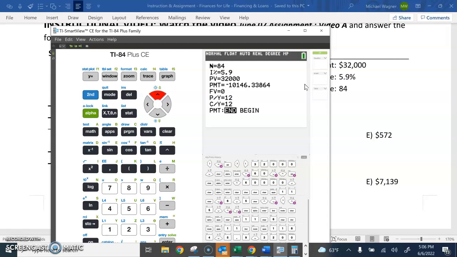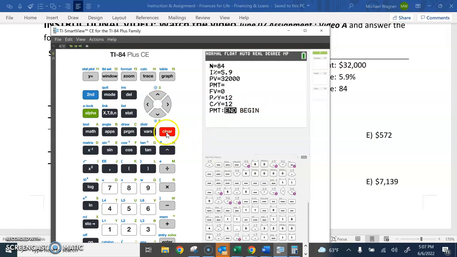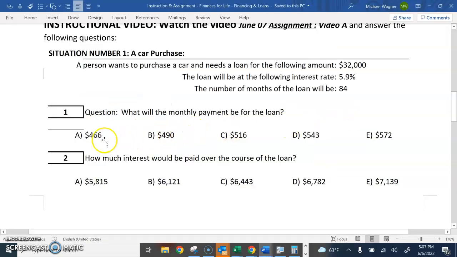Now that we've got all the information, we're going to hit clear here for the payment. And we're going to have the calculator calculate the payment. So to get that, you go to alpha, the green button, and solve, or the enter button. And it calculates that the payment's going to be $465.94. It shows negative because that's the amount you would pay. That's why it's a negative. So $465 means that it rounds to the closest one. It rounds up to $466. So it would be choice A.